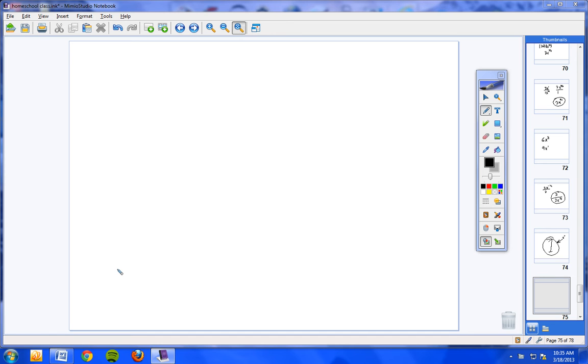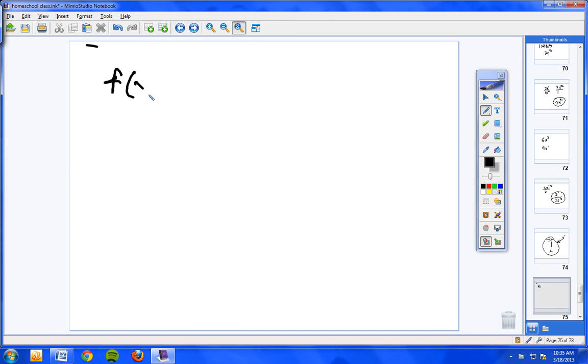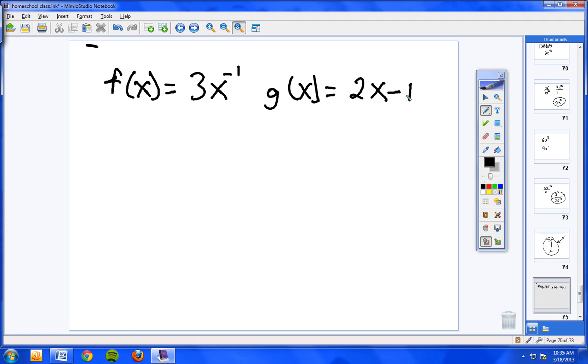All right, composition of functions. Now here's what we're going to do. First of all, if you'll please look in your notes, we have f of x equals 3x to the negative 1 for our f function, and for our g function, if you look at the top of page 42, you will see 2x minus 1. Now, here's what we're going to do.